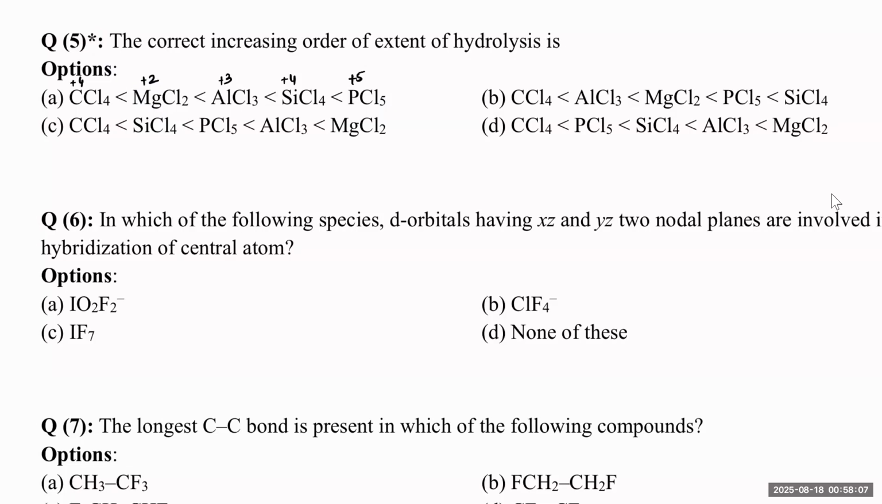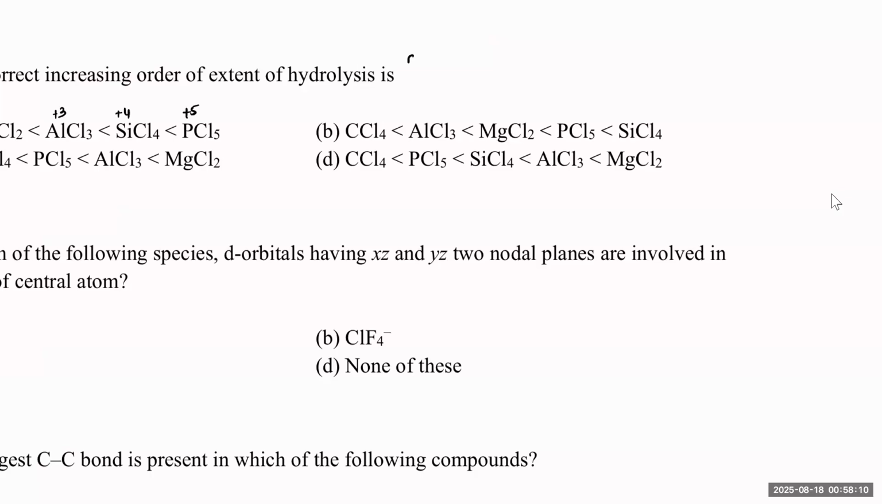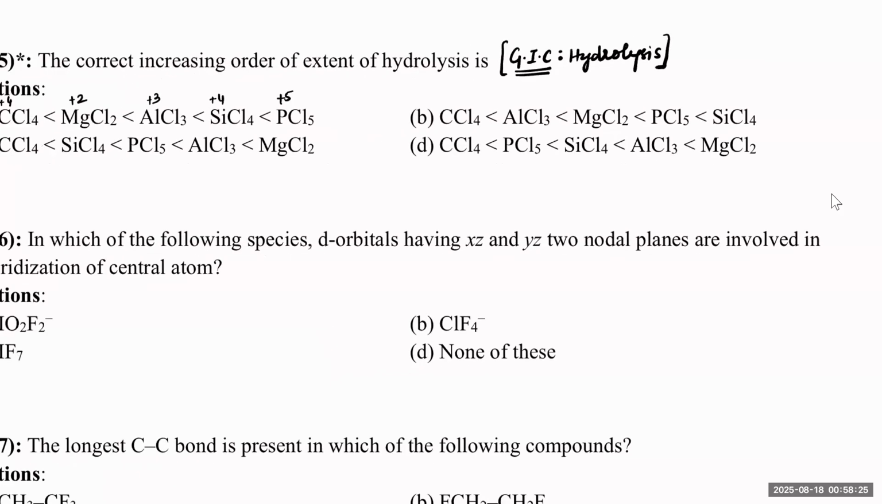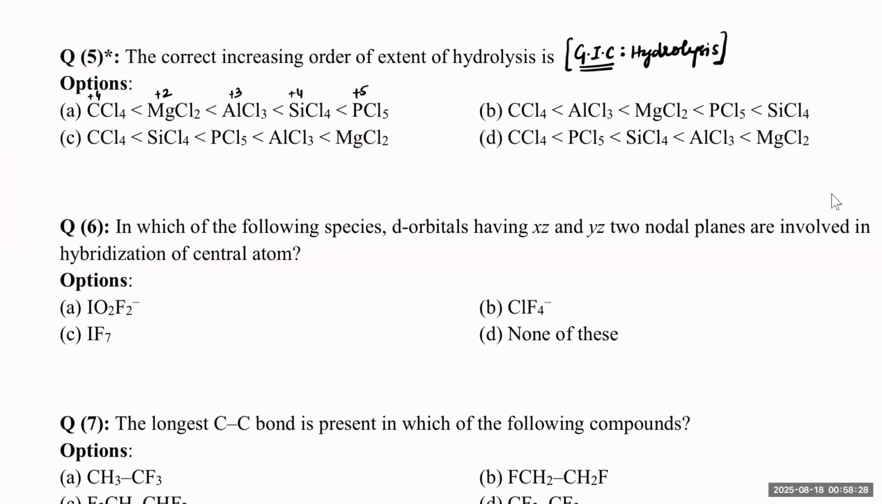Got it? Right. Now, this we will study as a separate chapter called GIC. Before I start with S block and P block elements, I will teach you GIC, wherein I'll teach you how to do the hydrolysis. Okay, hydrolysis is a separate topic, but I'm sure you got a basic essence of it: if you have an empty orbital and a higher oxidation state, definitely you will have more extent of hydrolysis. Okay, right. See the next question.